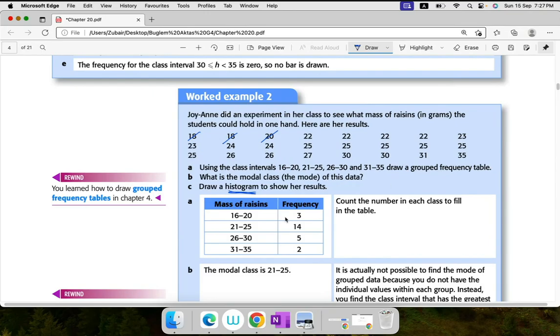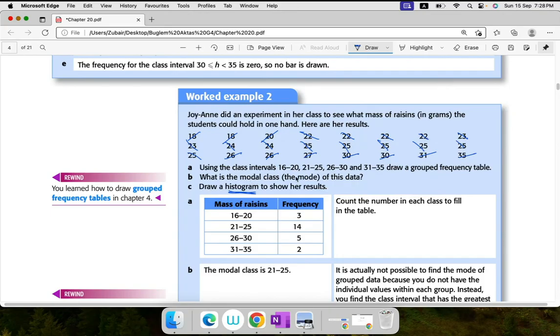So we have 3 values and so on. So 21 to 25. We keep counting them: 1, 2, 3, 4, 5, 6, 7, 8, 9, 10, 11, 12, 13, 14 values. 26 to 30: 1, 2, 3, 4, 5, 5 values. 31 to 35: 1, 2. When we fill in that table.